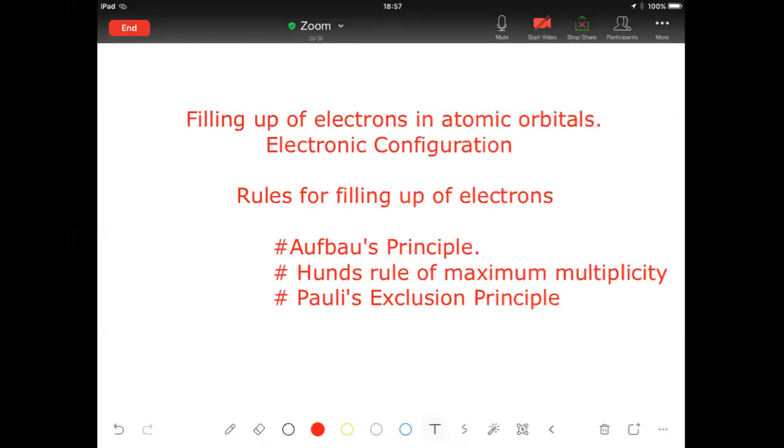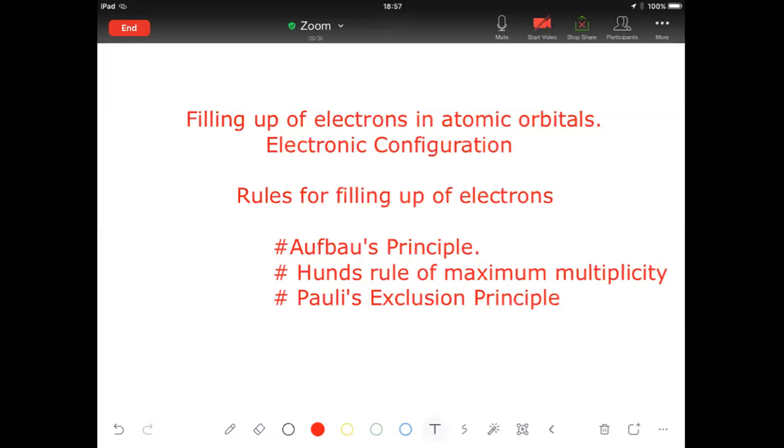Today's topics are the filling up of electrons in the atomic orbitals and electronic configurations, and the rules you have to learn for filling up the electrons. The three rules you are going to learn today are the Aufbau principle, Hund's rule of maximum multiplicity, and Pauli's exclusion principle. Each of these rules has its own important role to play, and they will help you in filling up electrons in the atomic orbitals.